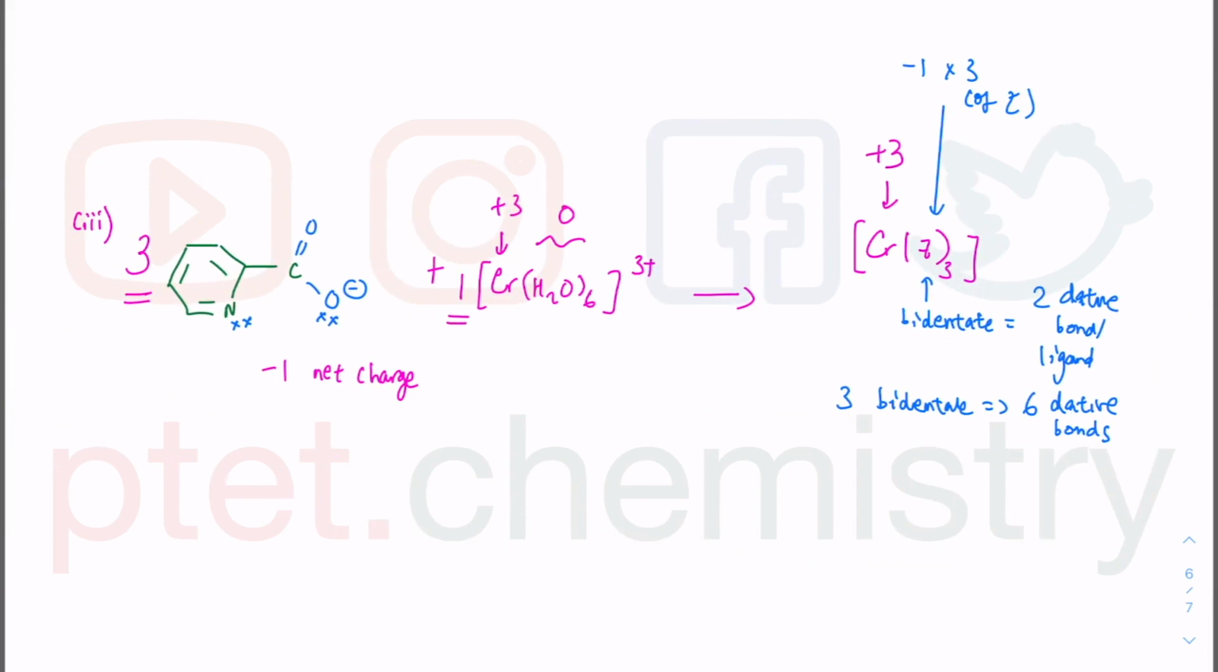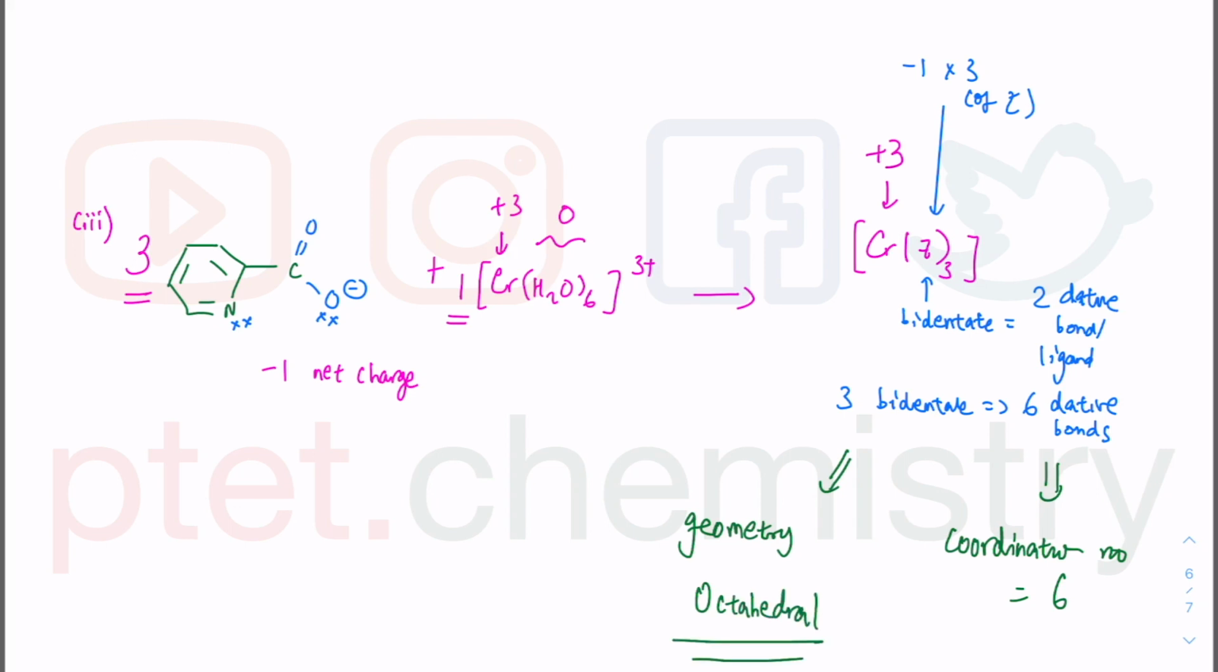So 3 bidentate ligands would mean 6 dative covalent bonds, and 6 dative bonds would mean the coordination number is going to be 6. Coordination number is defined as the total number of dative covalent bonds around the metal ion in the complex. You have 6 dative covalent bonds, even though you only have 3 bidentate ligands. Your geometry is going to be octahedral because there are still 6 around the complex. So octahedral geometry, coordination number 6, but only 3 bidentate ligands because each forms 2 dative covalent bonds. And the charge is going to be 0.